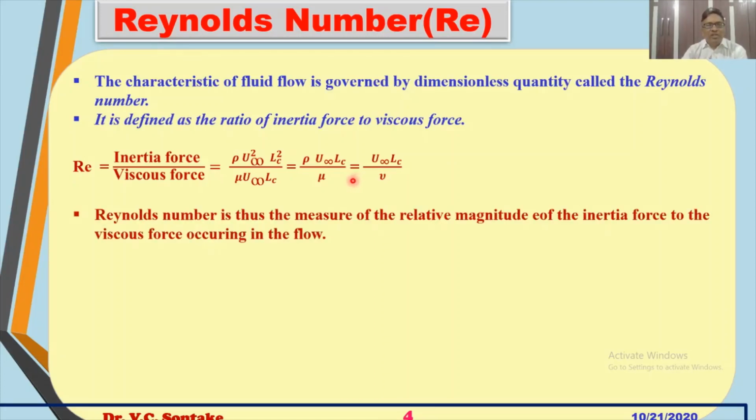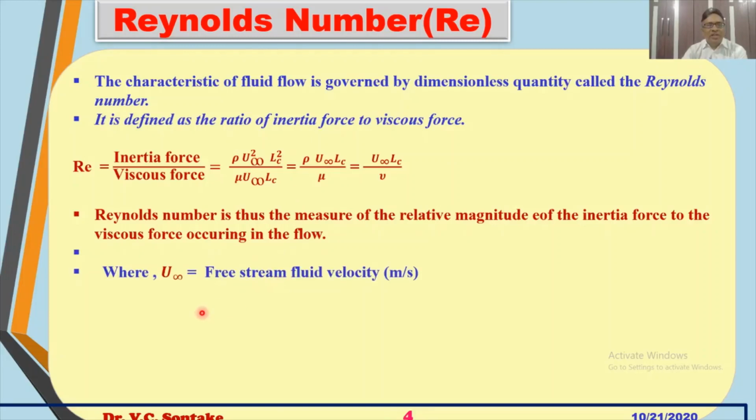In the above equation, rho is the density of the fluid, u infinity is the free stream velocity, LC is the characteristic length, mu is the dynamic viscosity and nu is the kinematic viscosity. So Reynolds number is thus the measure of the relative magnitude of the inertia force to the viscous force occurring in the flow.